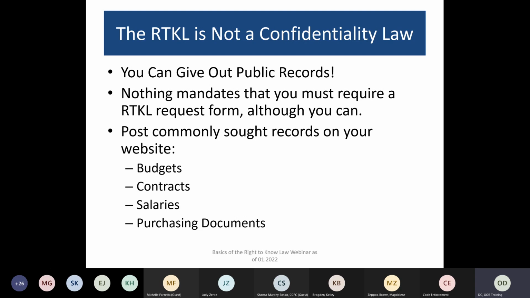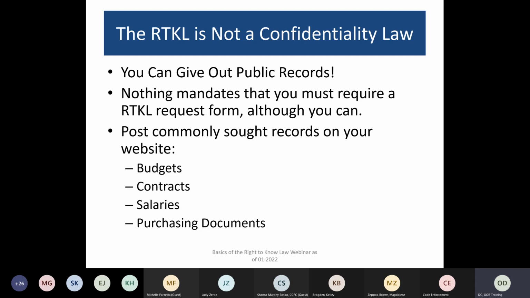And our experience has been when you do this, when you use your website as a business platform for posting commonly requested records, first offhand, the hits on your website start going up. Secondly, the right to know requests start to drop off. And that's a good thing. That's saving you work. And quite honestly, it's what the public expects nowadays.